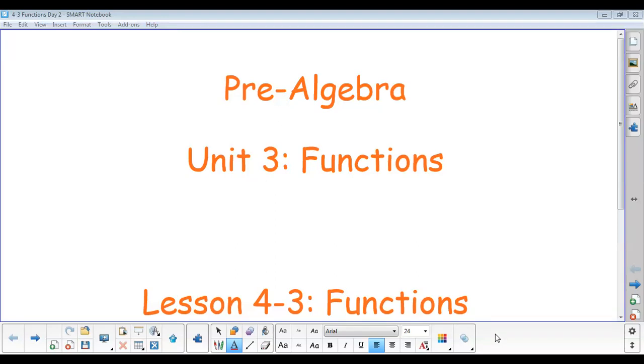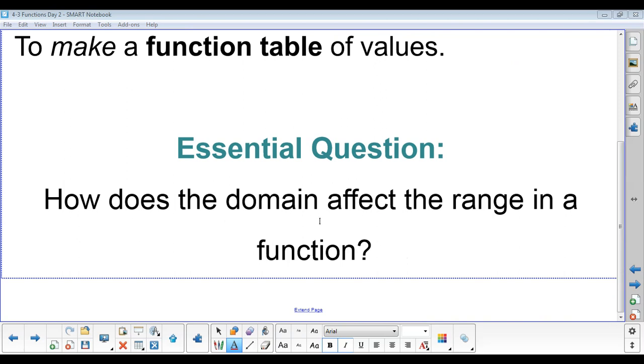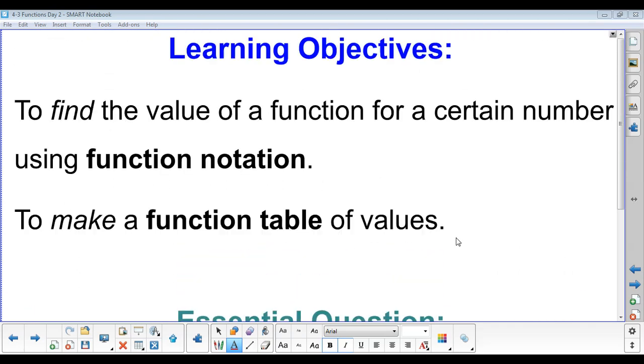All right, boys and girls, it's that time again. We're picking back up with our lesson on functions. Today, our goal is to find the value of a function in function notation and to make a function table of values. Our essential question is, how does the domain affect the range in a function?